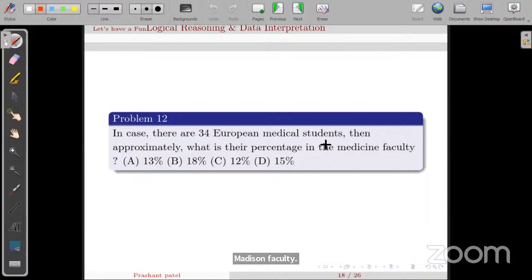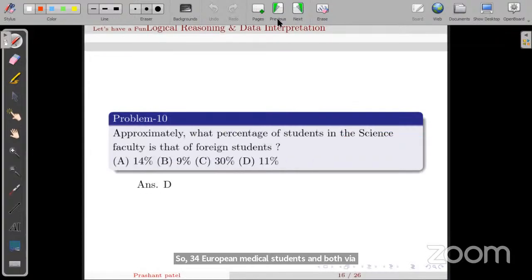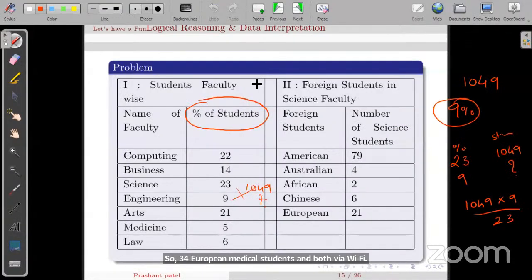तो उसमें मेडिसिन फैकल्टी में कितने परसेंटेज होंगे वो हमें फाइंड करना है. सो 34 यूरोपियन मेडिकल स्टूडेंट्स हैं, वो दिया हुआ है अभी. तो हमारे पास अभी सिचुएशन ये है, जो यूरोपियन है और जिसने मेडिसिन लिया हुआ है वो 34 स्टूडेंट्स हैं.